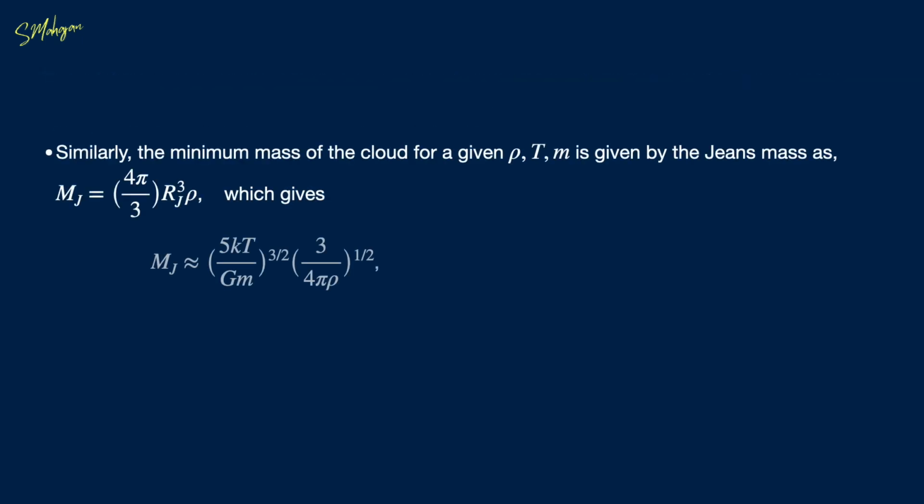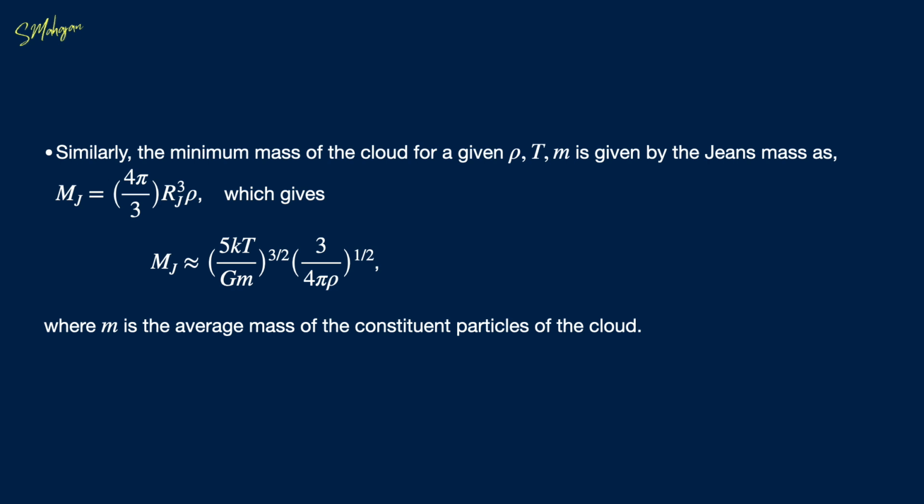Using this, we can find that the minimum mass of the cloud for a given ρ, T, and m is given by this expression called the Jeans mass. In other words, a cloud with these parameters will collapse only if its mass exceeds the Jeans mass described here. But remember that in order to derive this expression, we have neglected several important factors such as the rotation of the cloud, magnetic fields, and even the external pressure exerted by the interstellar medium on the cloud, all of which may play a crucial role in reality.